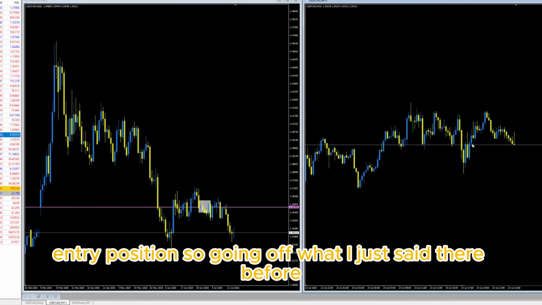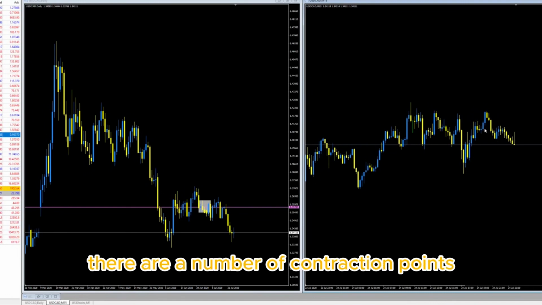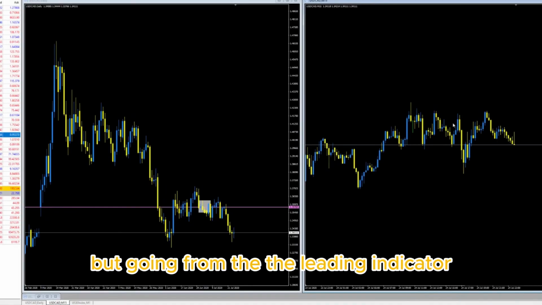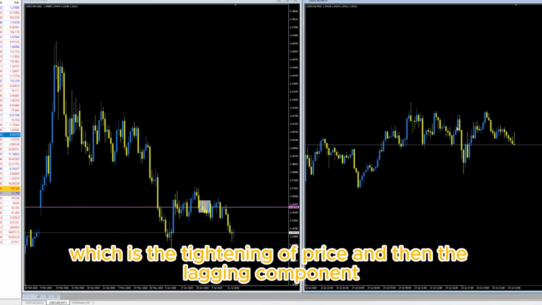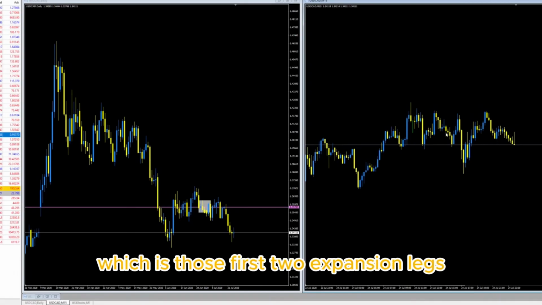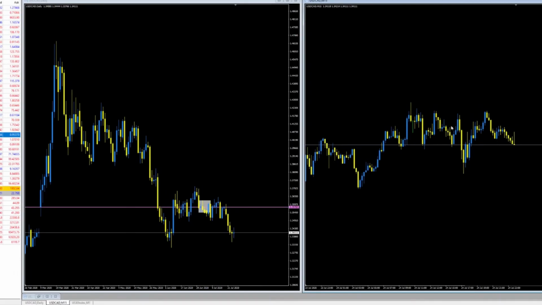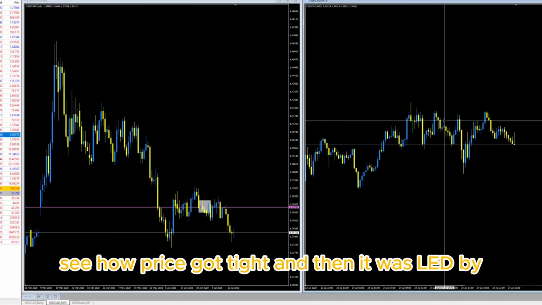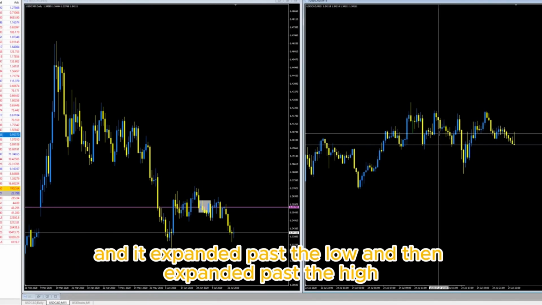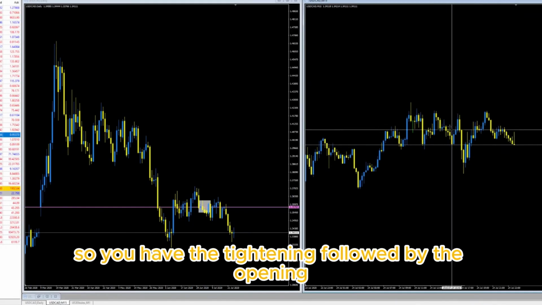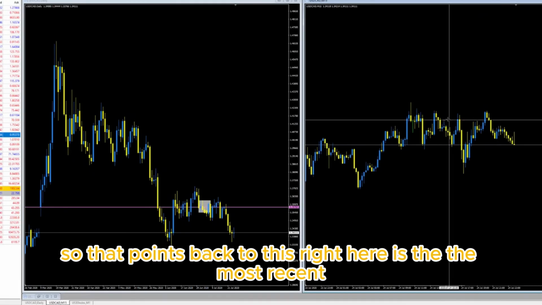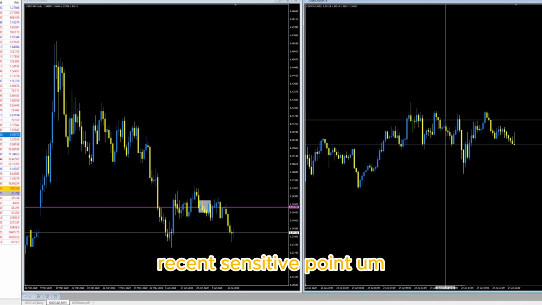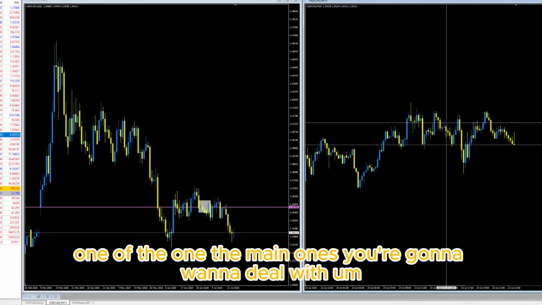So going off what I just said before, there are a number of contraction points, but going from the leading indicator, which is the tightening of price, and then the lagging component, which is those first two expansion legs, I see it in here. You see this push down right here, and then this push up. See how price got tight, and then it was led by, and it expanded past the low, and then expanded past the high. So you have the tightening followed by the opening. That points back to this right here as the most recent sensitive point, the main one you're going to want to deal with.